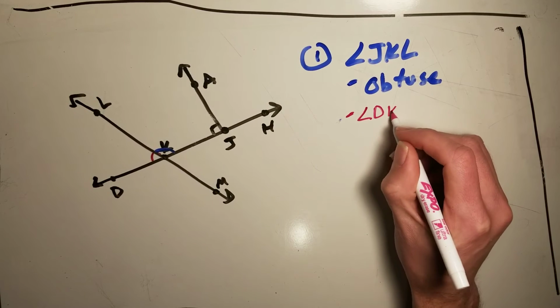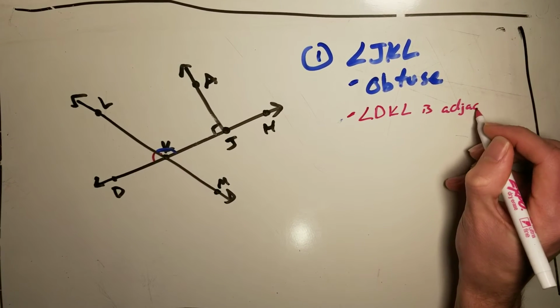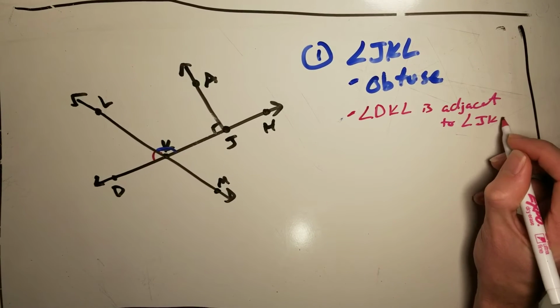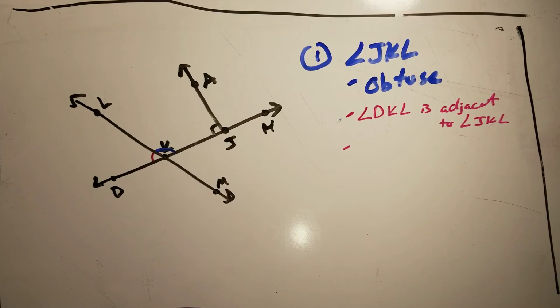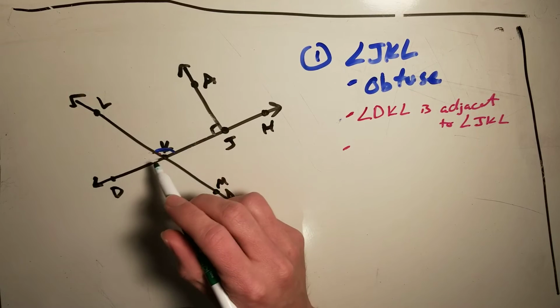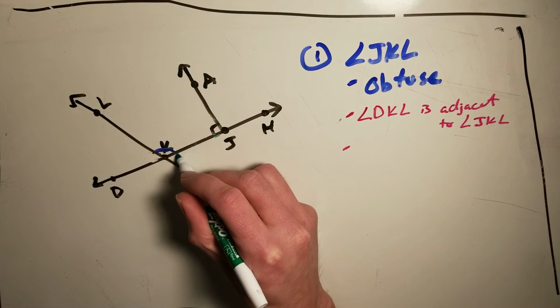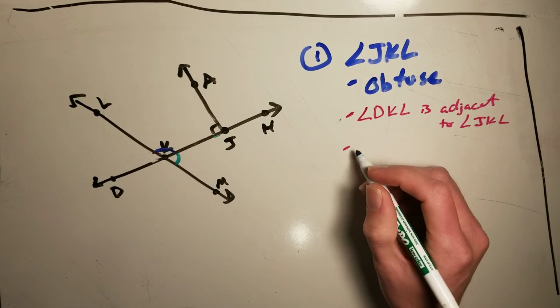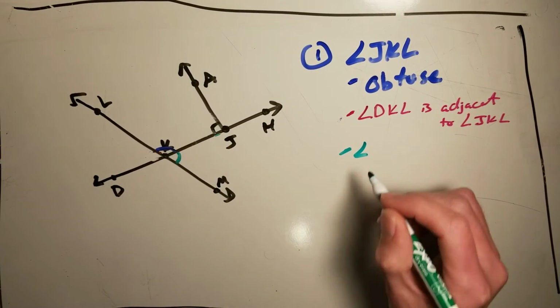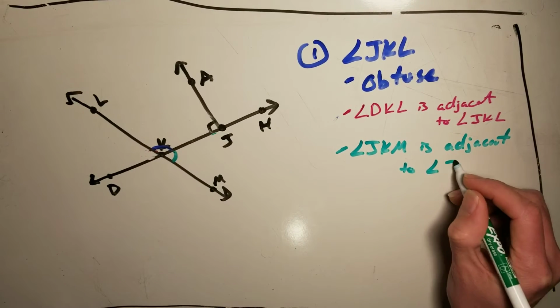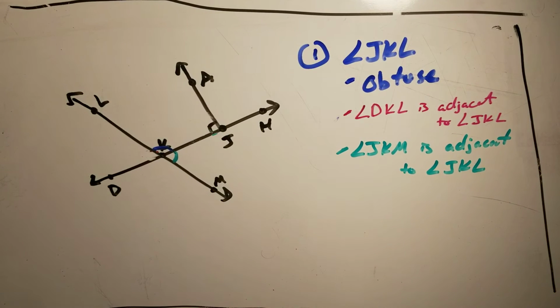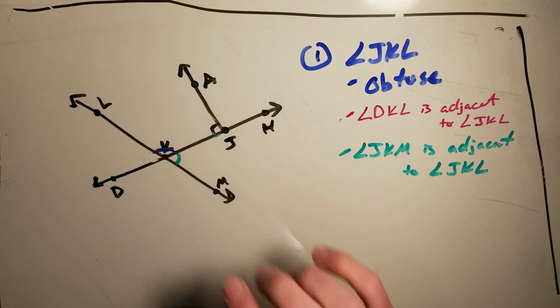So angle DKL is adjacent to our original angle, JKL. And let's say we go and try to find another angle that is adjacent. Go into our original here. Let's get rid of DKL. Let's say we focus on the other side of angle JKL, and that would be ray KJ. If we share that side and we have a common vertex, that would make angle JKM. And that would be adjacent to angle JKL.